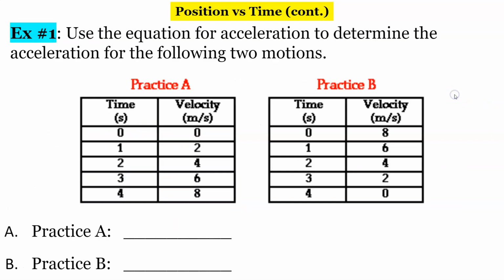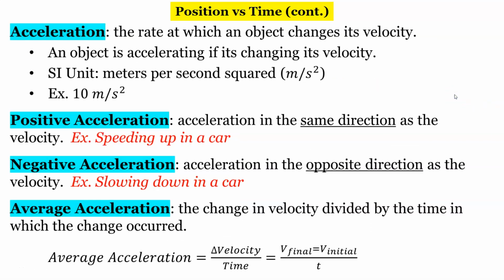All right, in this lesson we're going to talk about acceleration. So acceleration is the rate at which an object changes its velocity. An object is accelerating if it's changing its velocity. So you can be going from 10 meters per second to 20 meters per second. Okay, there's a change in velocity there.